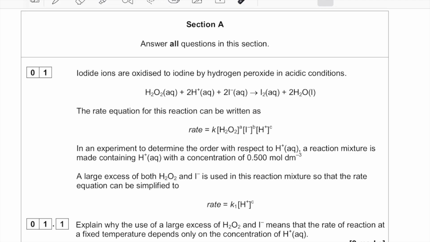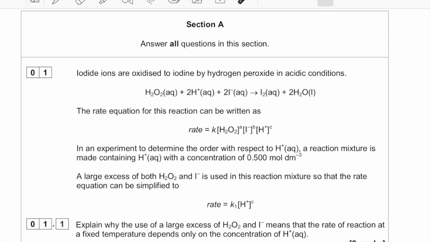Then they say a large excess of both water and iodide is used in this reaction mixture so that the rate equation can be simplified to, and we'll notice that you've got a different looking rate constant, or at least it's supposed to represent something different. It's still a rate constant, but it's representing something different. We've got K1 as opposed to just K. And we now just have the concentration of H plus ions to the order of C.